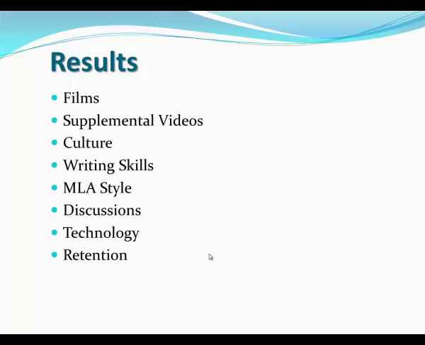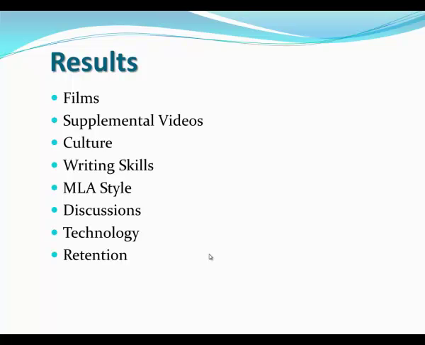In regards to the MLA style, they learn basics about the MLA writing style. If they don't know anything, they will become literate about how to write the essays in the MLA style. Again, they will be able to transfer these skills to other courses when they are taking other courses in English.